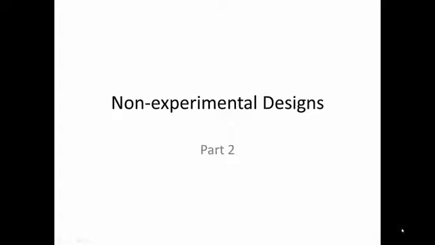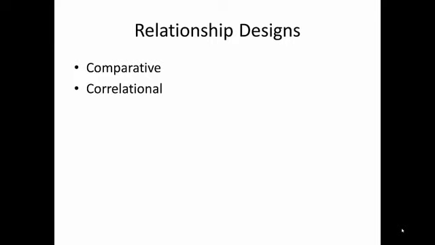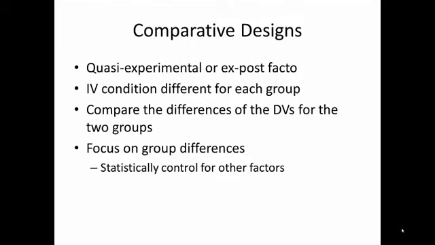Welcome to the second half of the non-experimental designs lecture. You will find that non-experimental relationship designs fall into two types. Either the researcher is comparing two existing groups, for example, comparing their reading scores, or the researcher is trying to show a relationship between two variables, such as recess time and time on task. Let's look first at comparative design.